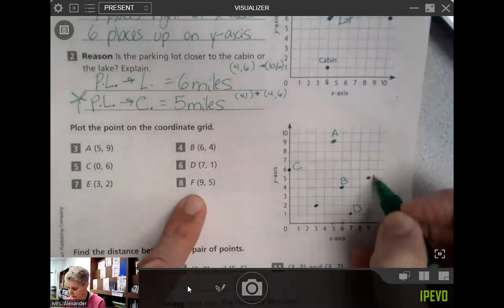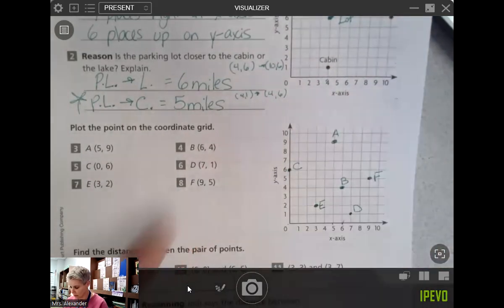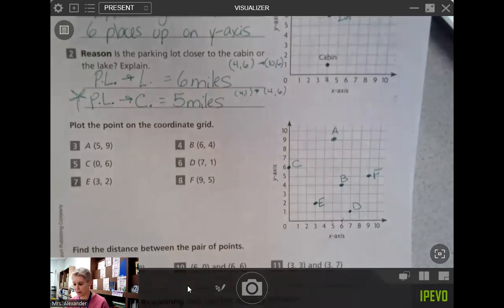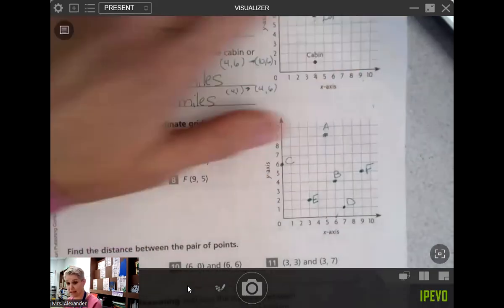Oh, I forgot to label. There's F. I forgot to label E. All right, there they are. Hope I didn't get any of those mixed up like I did in class.